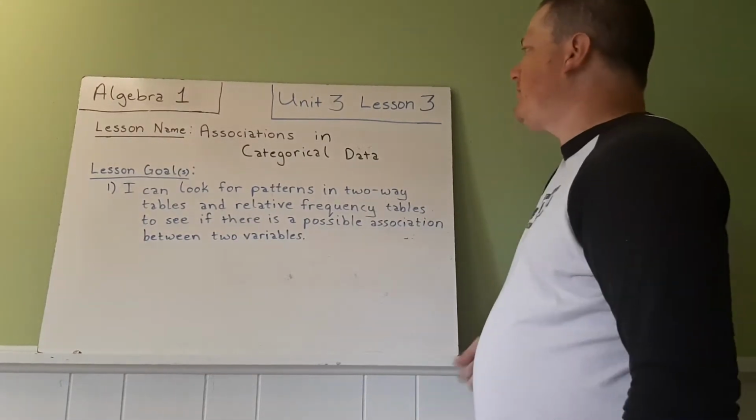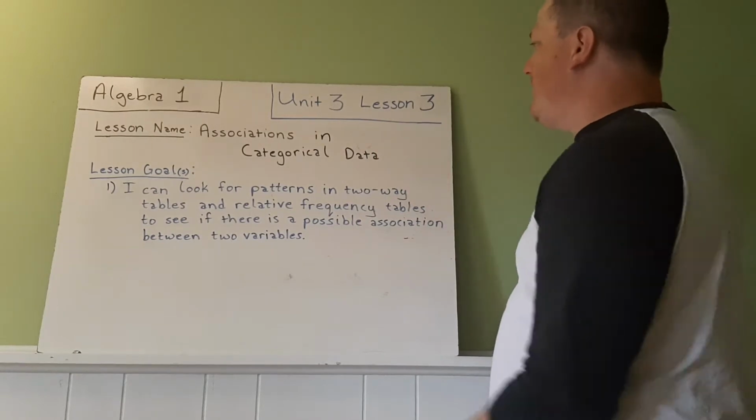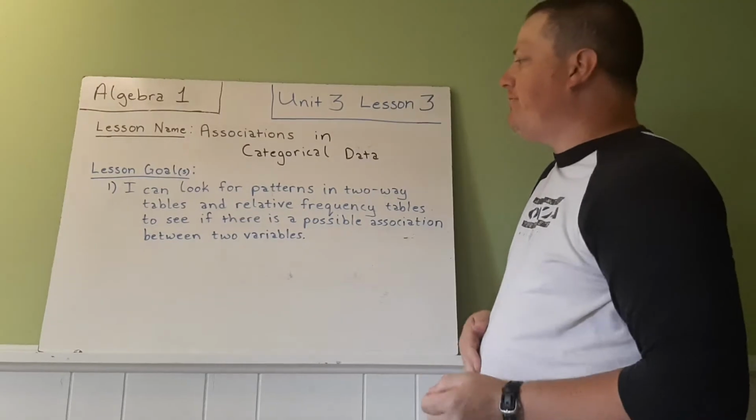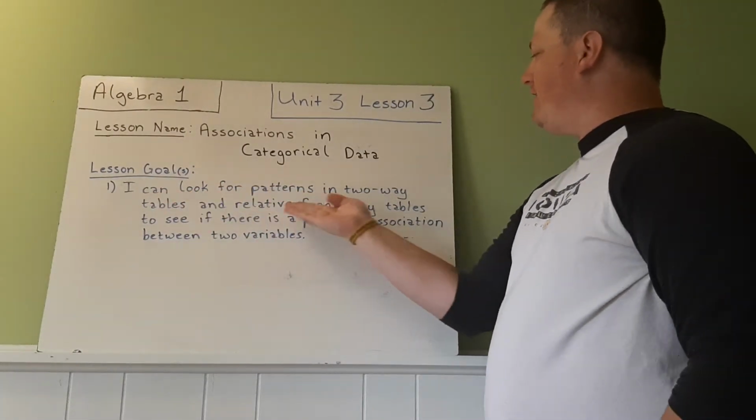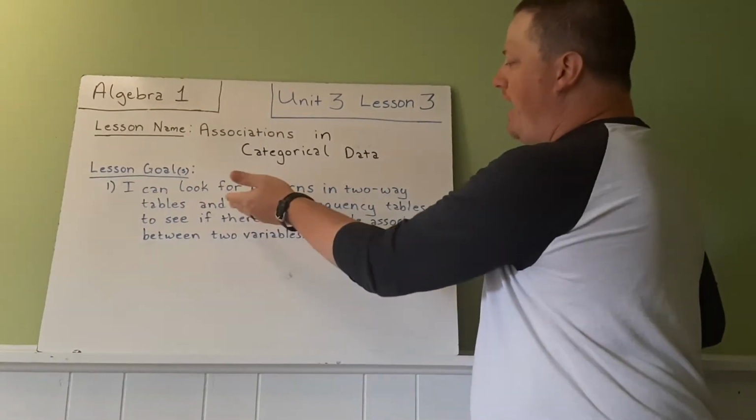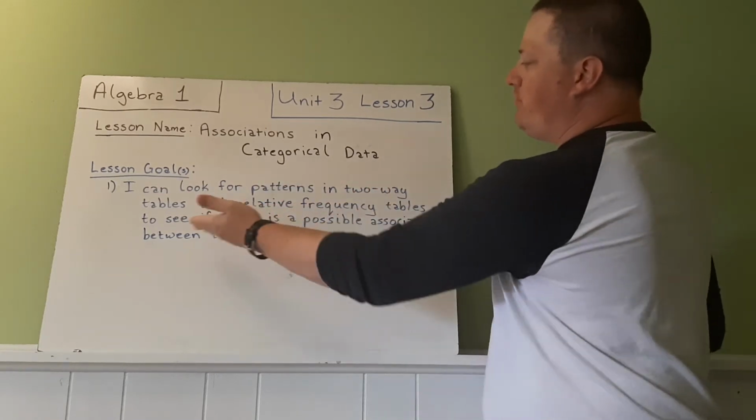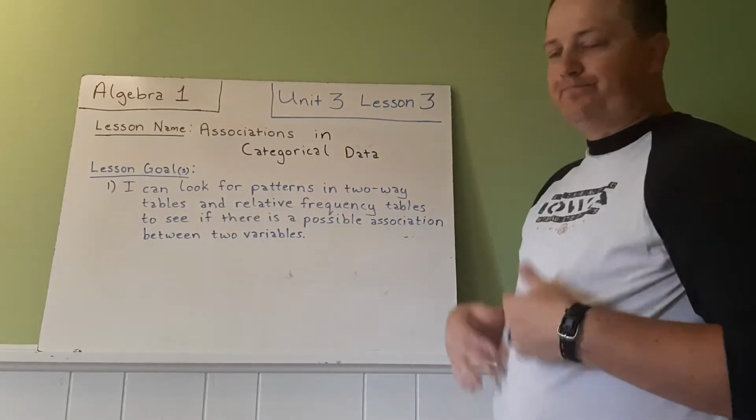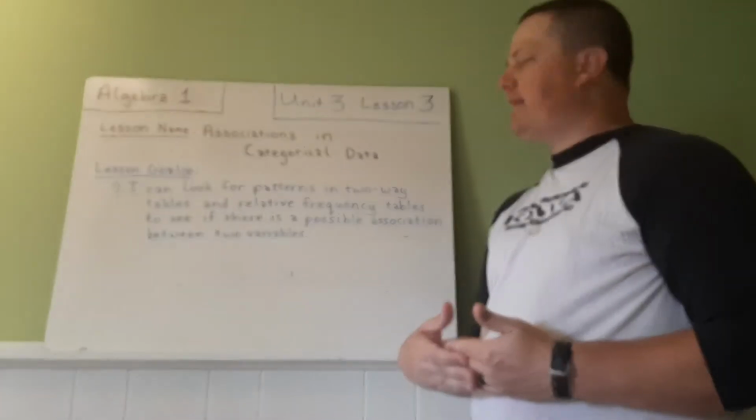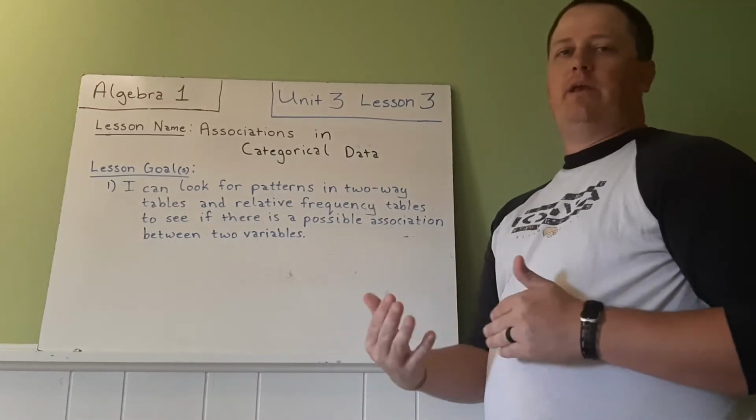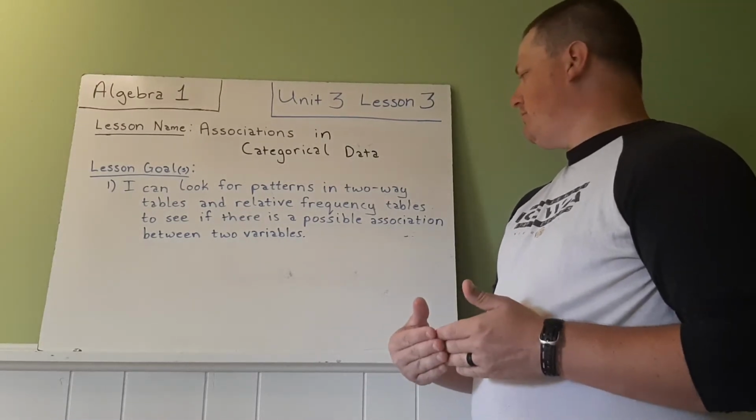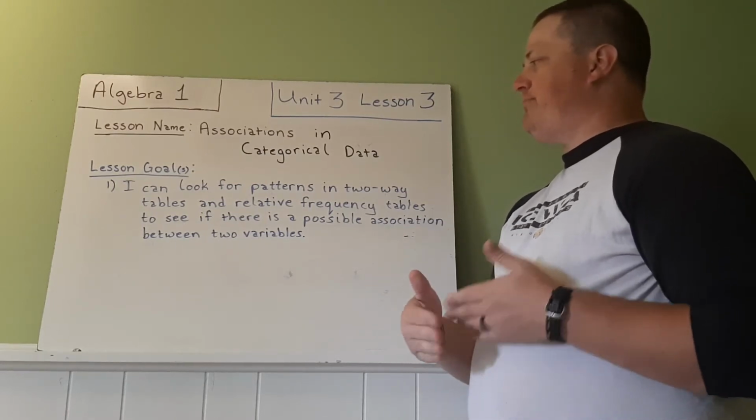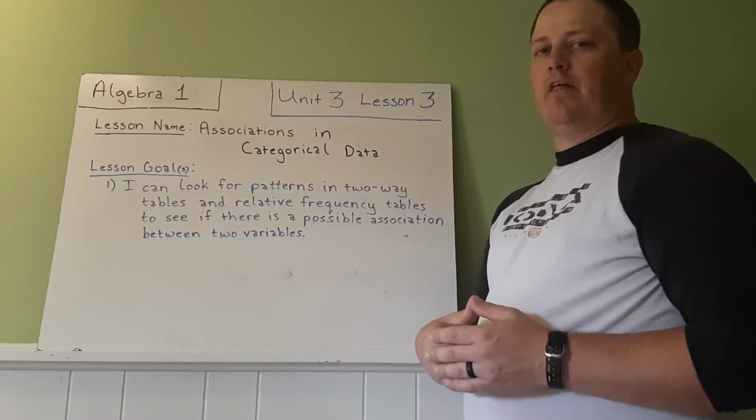All right, Algebra 1 students, let's look at Unit 3, Lesson 3, Associations in Categorical Data. There's only one goal for this. I can look for patterns in two-way tables and relative frequency tables to see if there is a possible association between two variables. Essentially, what we're doing is we're looking at the tables to figure out if between two variables, there's a relationship or one causes something on the other, possibly.